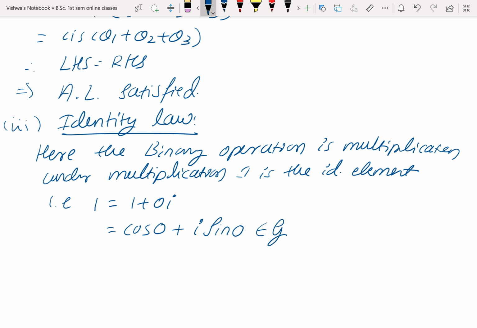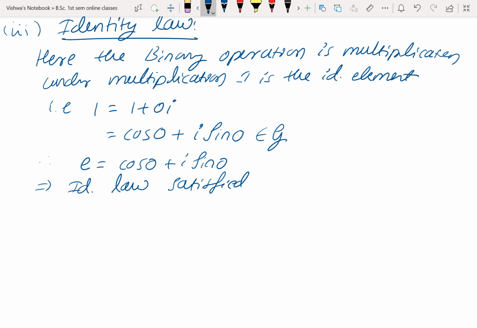Now this belongs to G, because 1 must be expressed in the form of cos theta plus i sine theta, then only it is in G. Therefore the identity element e is equal to cos 0 plus i sine 0. It implies identity law satisfied.